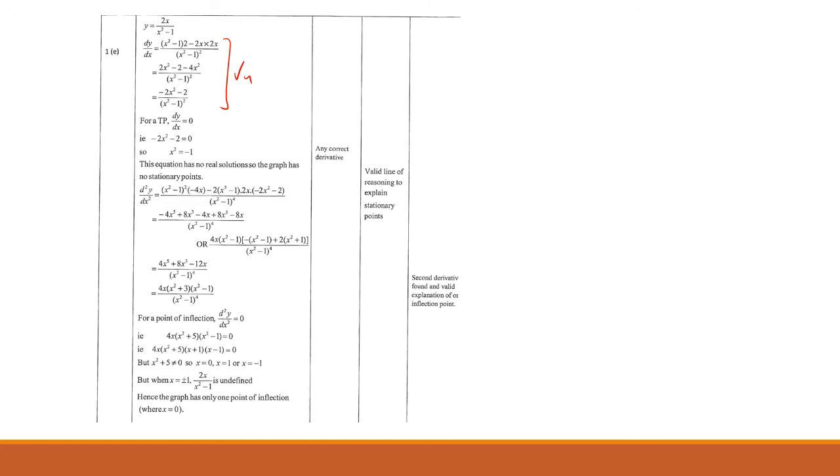So this here, dy by dx, this can't happen, so it can't have a stationary point. There is your merit. And then it goes on to second derivative found and valid explanation, point of inflection. So remember, down here, can't, so these are the 3 points, there, undefined, so the one where x is 0, there is your excellence. You can't just have all of those, you needed to explain that the negative 1 and the 1 made it undefined, which is really valid.